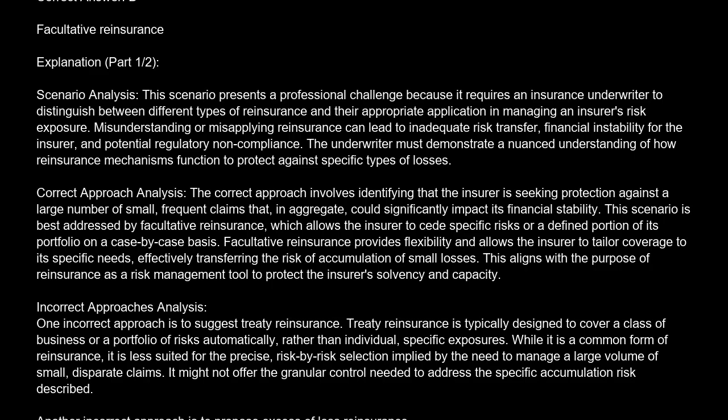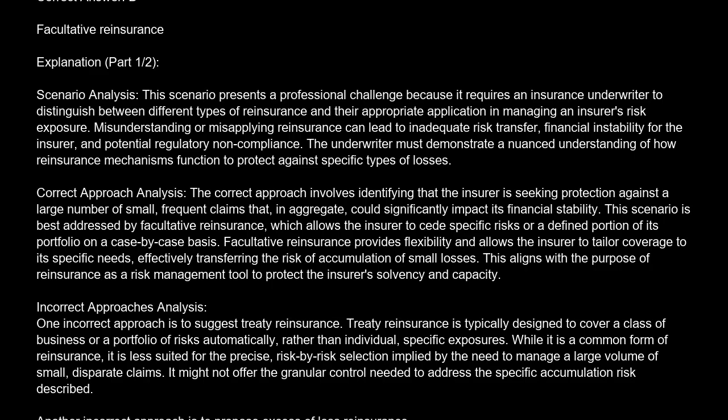Incorrect approaches analysis. One incorrect approach is to suggest treaty reinsurance. Treaty reinsurance is typically designed to cover a class of business or a portfolio of risks automatically, rather than individual specific exposures. While it is a common form of reinsurance, it is less suited for the precise, risk-by-risk selection implied by the need to manage a large volume of small, disparate claims. It might not offer the granular control needed to address the specific accumulation risk described.